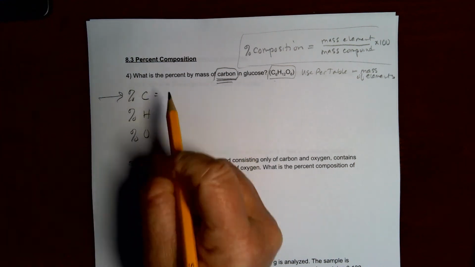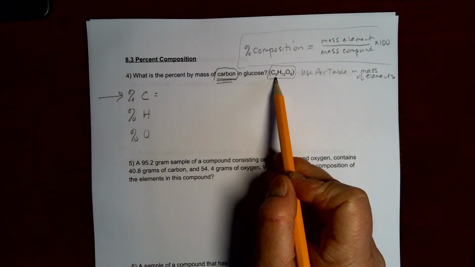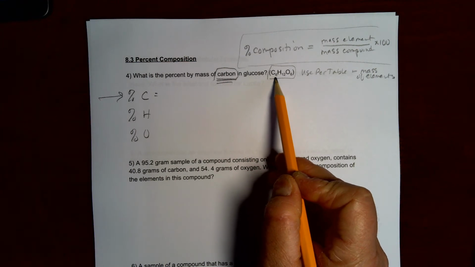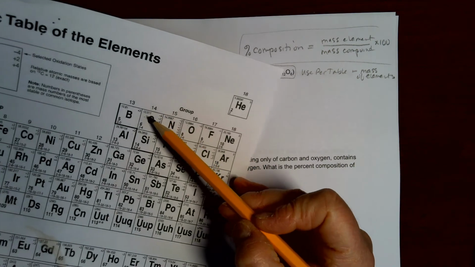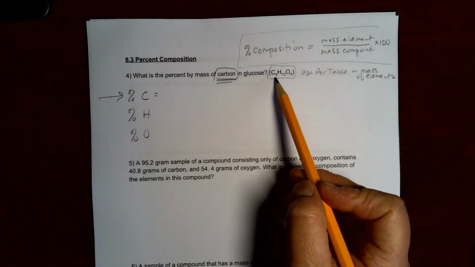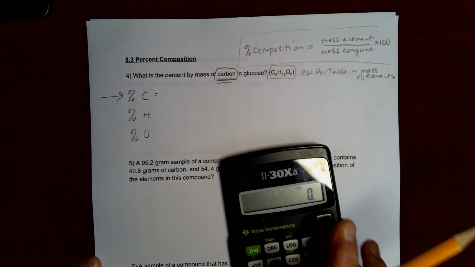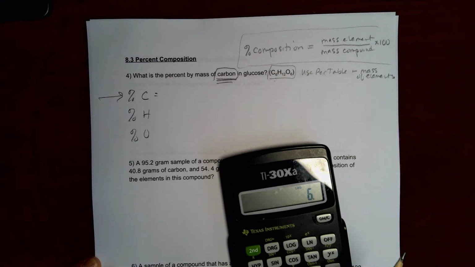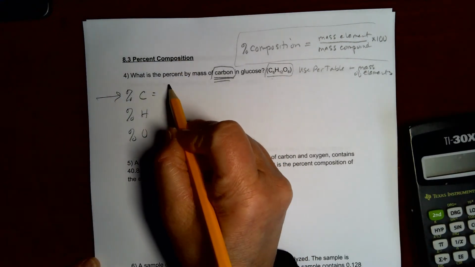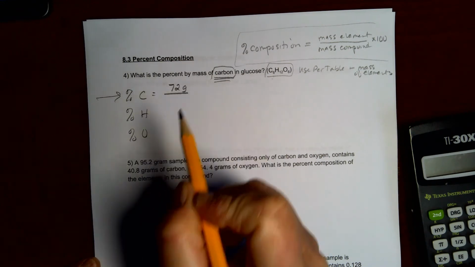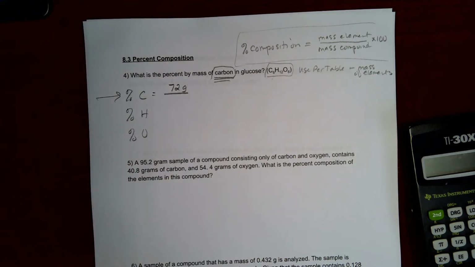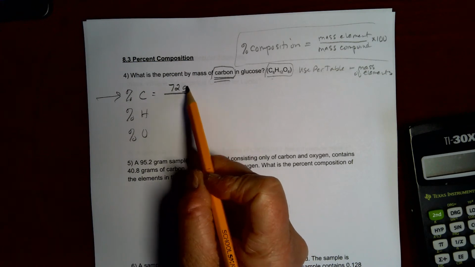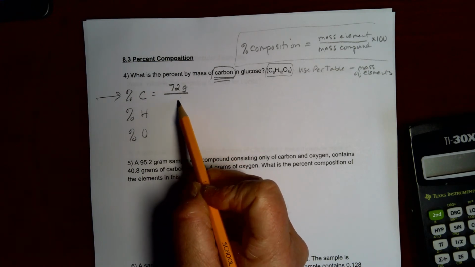So what we need is the mass of all the carbon in this compound, and there's 6 of them. So each carbon from the periodic table is 12.0. 6 times 12.0, if you're not good at your 12s times tables, it is 72 grams. So 72 grams of carbon, that's 6 times 12. But now, that's the mass of the carbon, we need to find the mass of the whole compound.